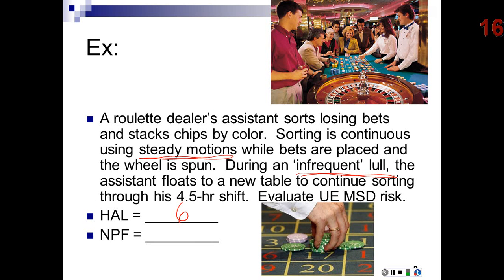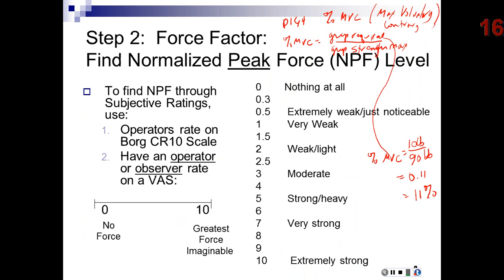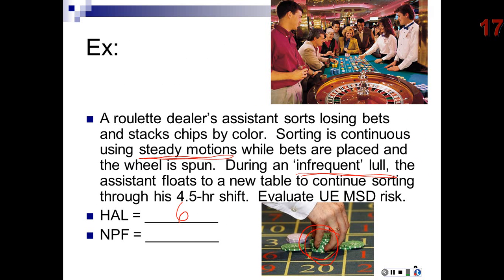Looking at our normalized peak force, NPF, well, they're casino chips, and so they're pretty light. You're looking at a peak. A peak is probably whenever you have a stack of them, and so you're thinking of a stack of chips, evaluating the peak force. You could ask the operator using this scale. You can ask the operator using the visual analog scale. But say they pick a very weak. They think the force is actually pretty weak. Okay, so once you have those evaluated, you've done step 1, step 2.